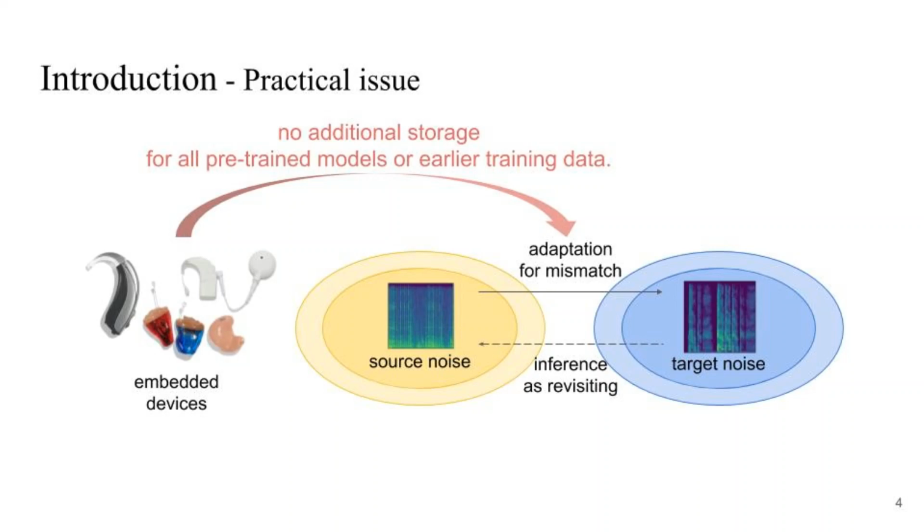Numerous noise adaptation techniques have been proposed to fine-tune deep learning models in speech enhancement for mismatched noise environments. The source domain means the noisy environment which the SE model has seen. The target one means there is some unseen noise that causes mismatch problems. In our paper, we assume we can derive a few pairs of data for adaptation. Note that most SE applications are applied to embedded devices. The nature of embedded devices doesn't allow solving the issue with additional storage of all pre-trained models or earlier training data.